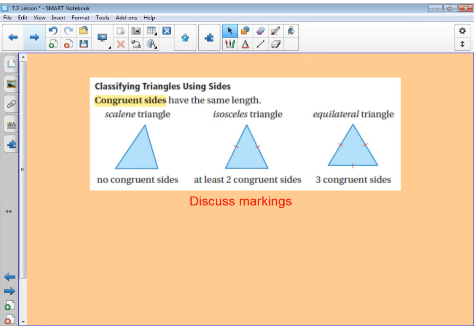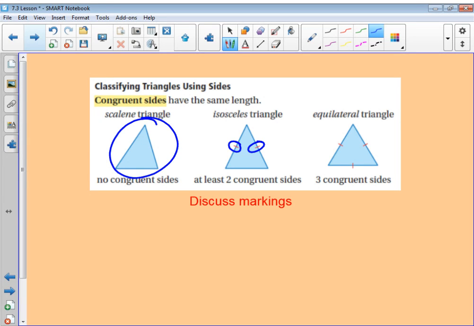When we classify according to sides, they will use some markings sometimes, otherwise they might actually write the side measurements off to the side. So congruent sides means they have the same length. This is what they are going to use to show they're the same length. They're going to use little markings that are the same. We will be working with scalene, isosceles, and equilateral. These are the three that we'll be using. So scalene means no sides are equal. You notice there's no markings on any of the sides.